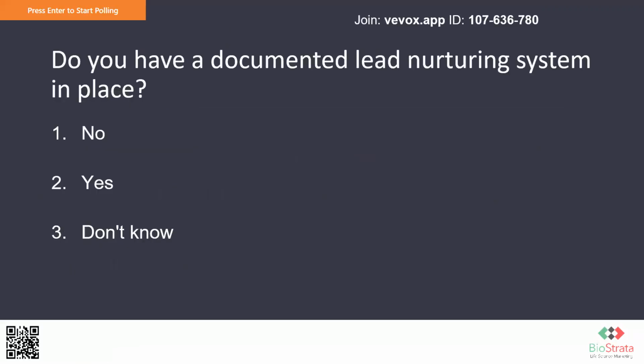So, another quick poll. Who here has a documented lead nurturing system in place? And by documented, I mean it's written down, it's shared, everybody knows it. When you generate a lead, who's going to contact them? Do they get an email from the automation system? Do they go directly to sales? Is it different if the lead is generated on your website versus a lead from a trade show, for example? So do you have that written down? If it's not written down and everybody's aware that there is that planned system for how all leads are dealt with, then I'm afraid you have to say no.